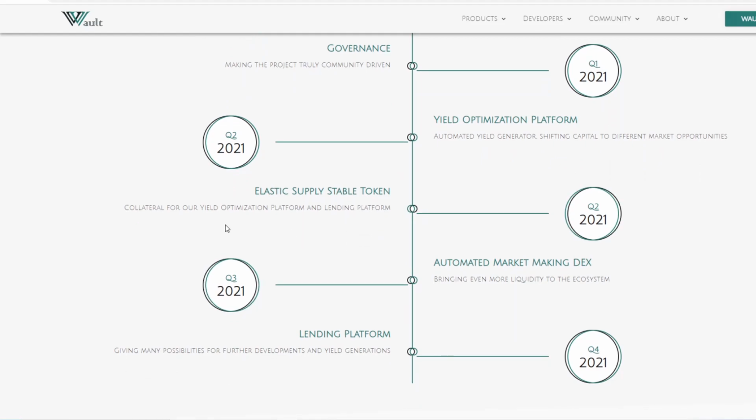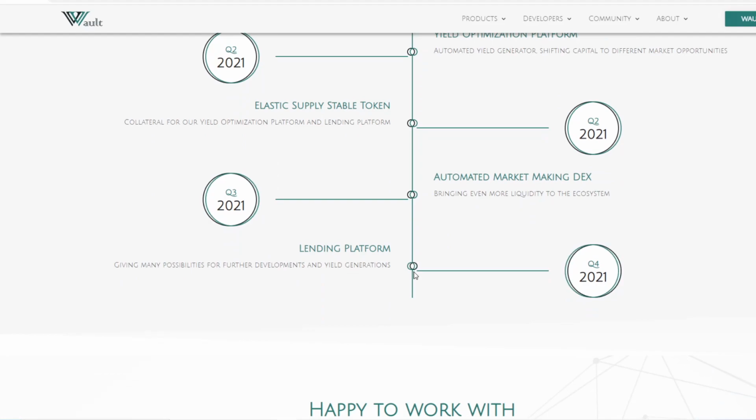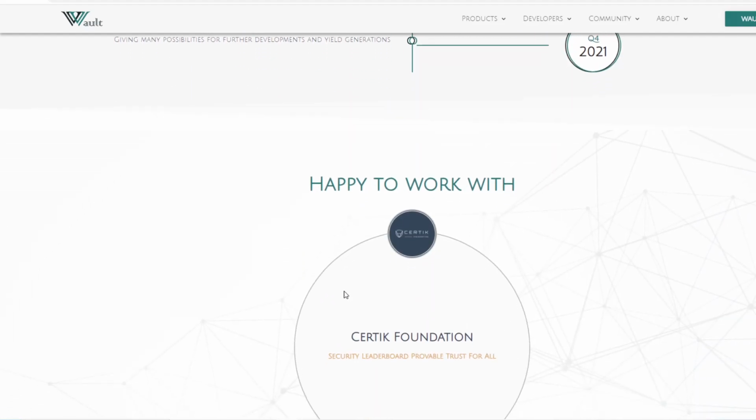Then there's the yield optimization and the lending platform that I will be discussing in future tutorials. And then the automated market making decentralized exchange, which is going to be absolutely phenomenal. I want you to keep your eyes out for that because it's going to be totally mind blowing. And then fast forward to the lending platform, which is going towards the fourth quarter of 2021.